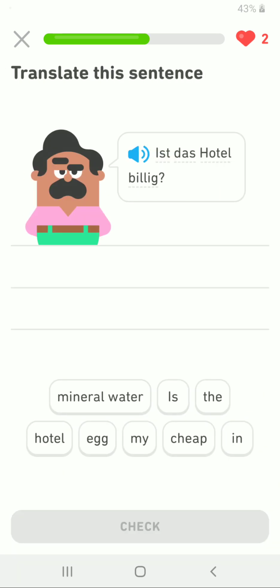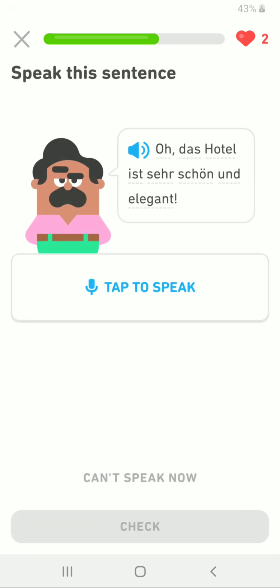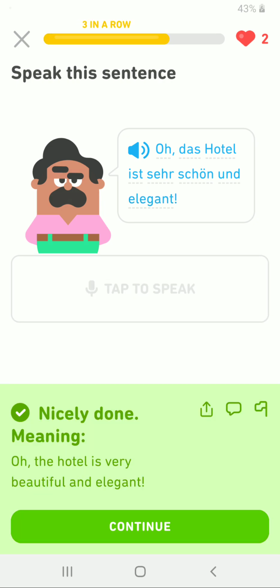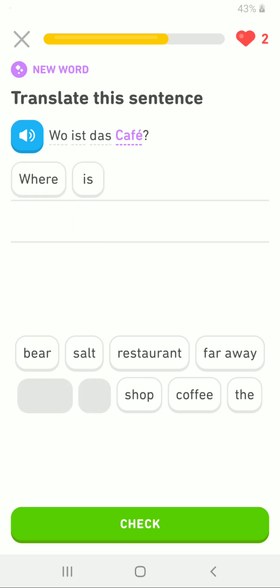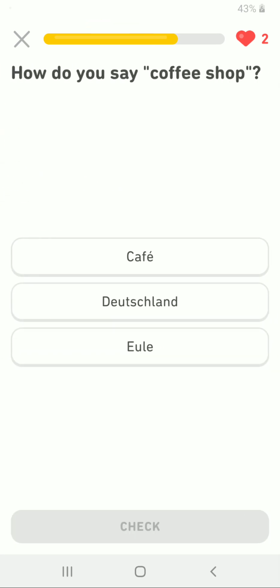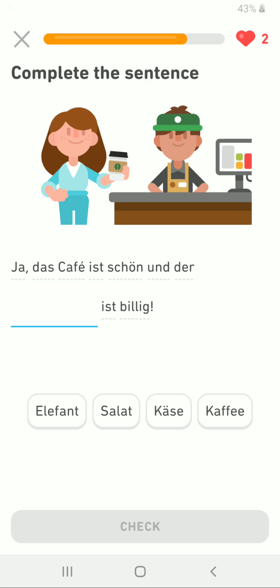Ist das Hotel billig? Is the hotel cheap? Das Hotel ist sehr schön und elegant. Ja. Wo ist das Café? Where is the coffee shop? Café is a French word and they also use it. So, how amazing is that?